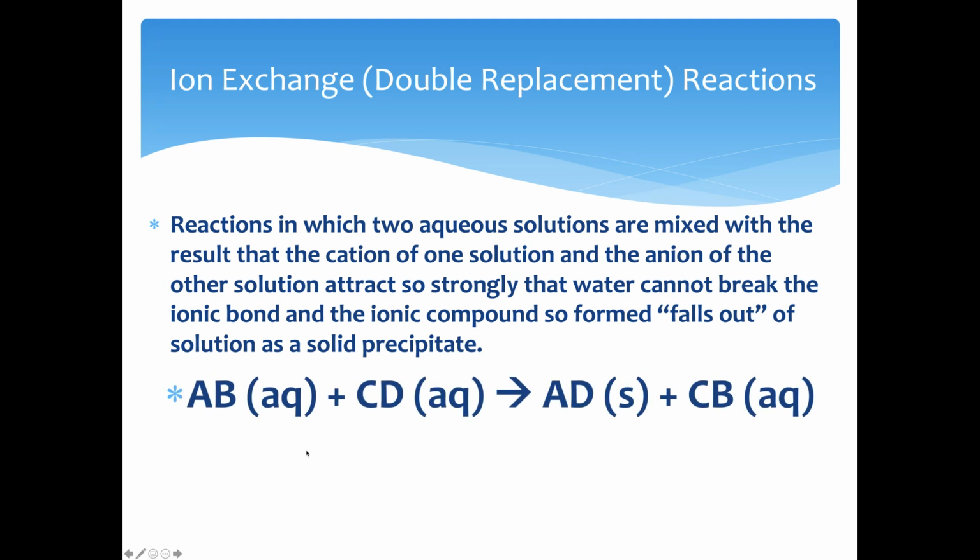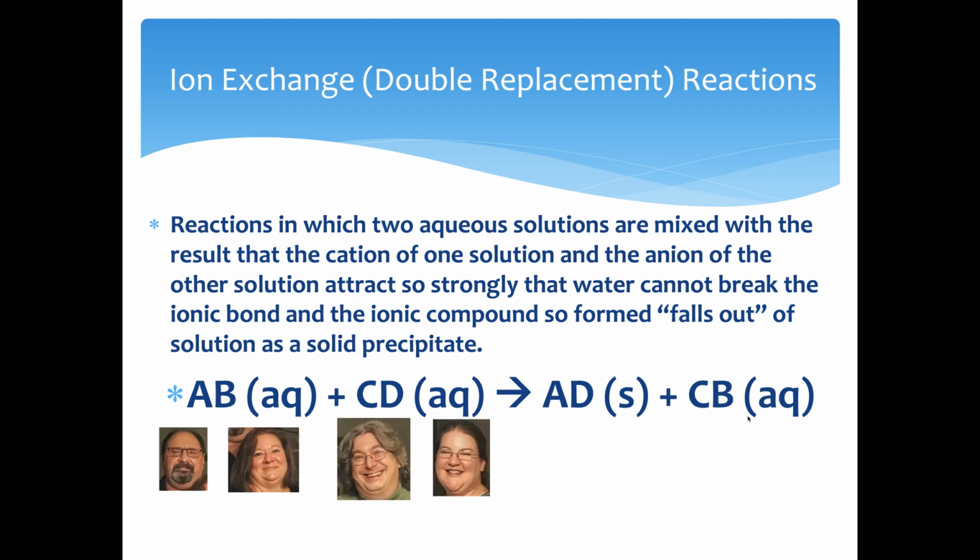This is what it looks like. When A and B are bonded, water can break the bond. When C and D are bonded, water can break the bond. However, if you mix them together, A and D will attract each other and form a bond so strong that water can't break it. So it forms a solid and falls out as a precipitate. Meanwhile, C and B are still able to be separated by water. That is an ion exchange or double replacement reaction.